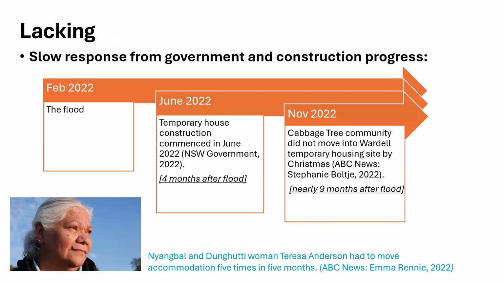However, not everything in the temporary housing site has been done perfectly. There are several common problems that appeared in post-disaster settlement and education, I believe. One of them is the slow response from government and construction progress. The flood happened in February 2022, and the temporary housing construction was not commenced until June, which is 4 months after the flood. And the Cabbage Tree Island community did not move into the Wardell temporary housing site until Christmas, which is nearly 9 months after the flood.